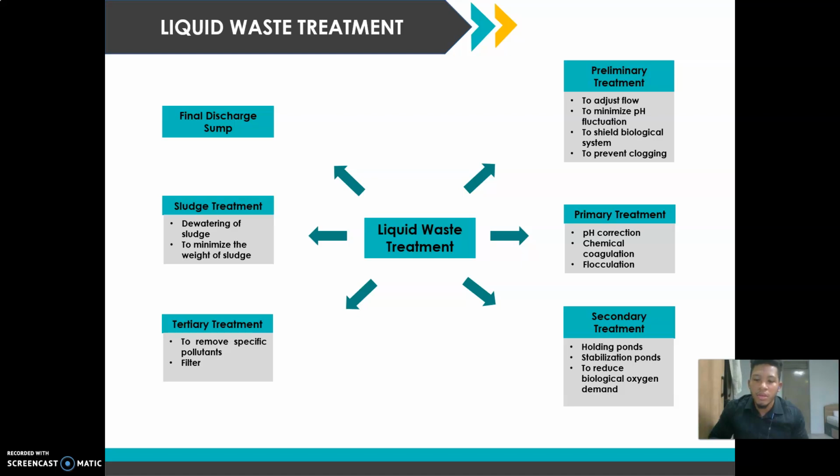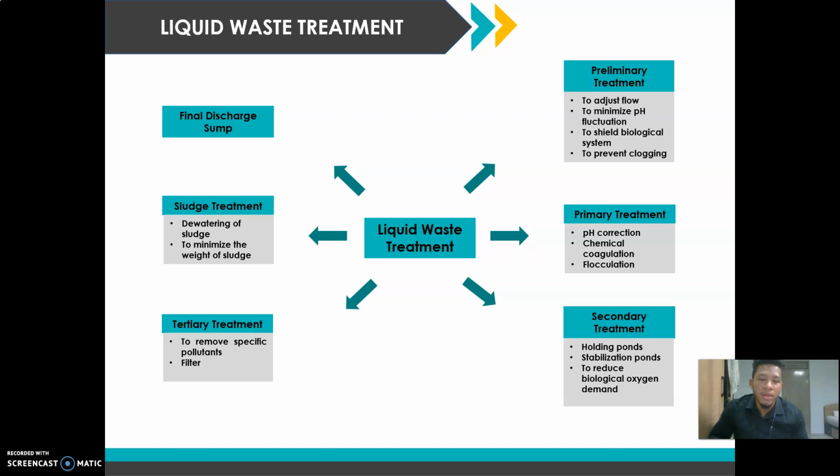Primary treatment is done by pH correction, chemical coagulation, and chemical flocculation. Secondary treatment consists of holding ponds and also stabilization ponds, and the goal is to reduce biological oxygen demand in the water. Tertiary treatment is done to remove specific pollutants such as non-biodegradable substances and heavy metals, and it will be done by using a filter.